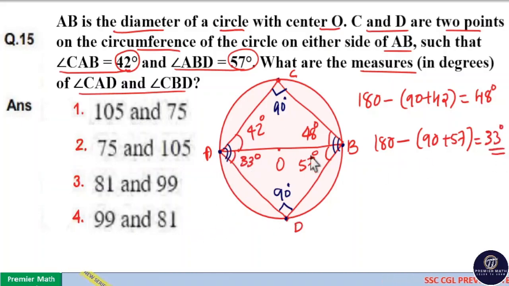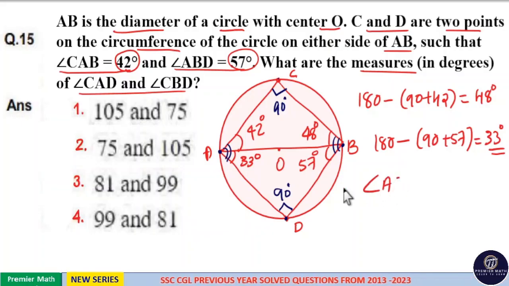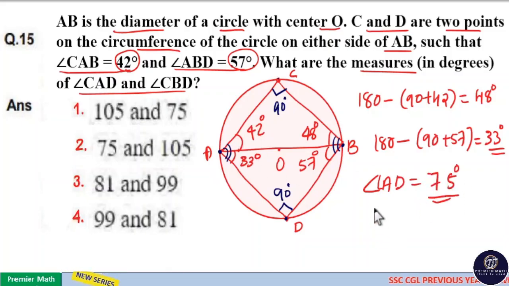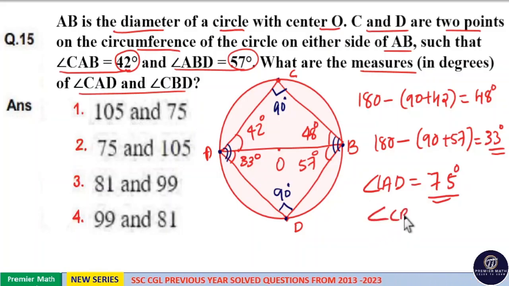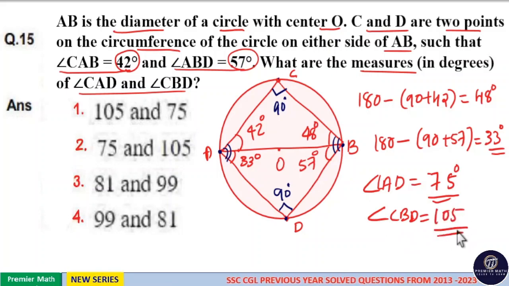Now your answer is angle CAD. Angle CAD is equal to 42 plus 33, which is equal to 75. And angle CBD is equal to 48 degrees plus 57, which is equal to 105 degrees. So here angle CAD and CBD are 75 and 105 degrees. Option 2 is your answer.